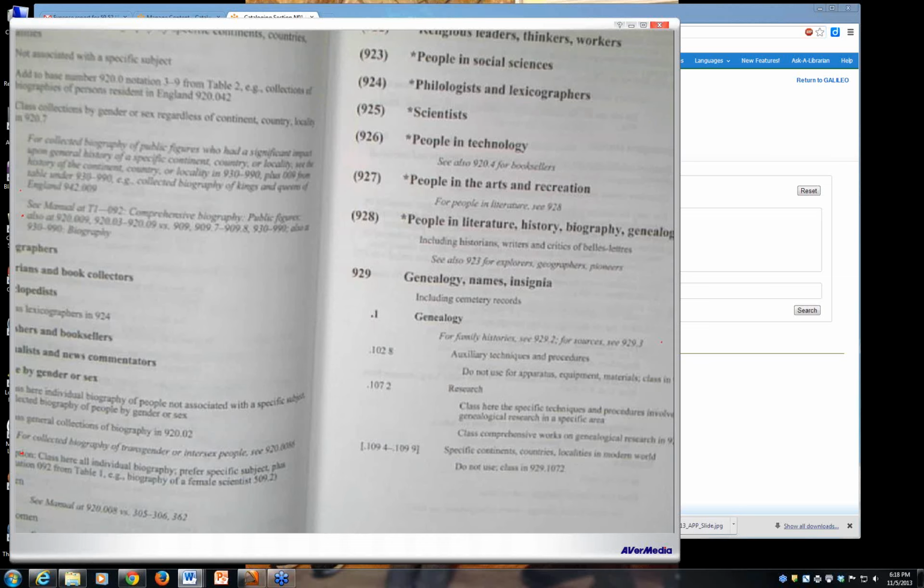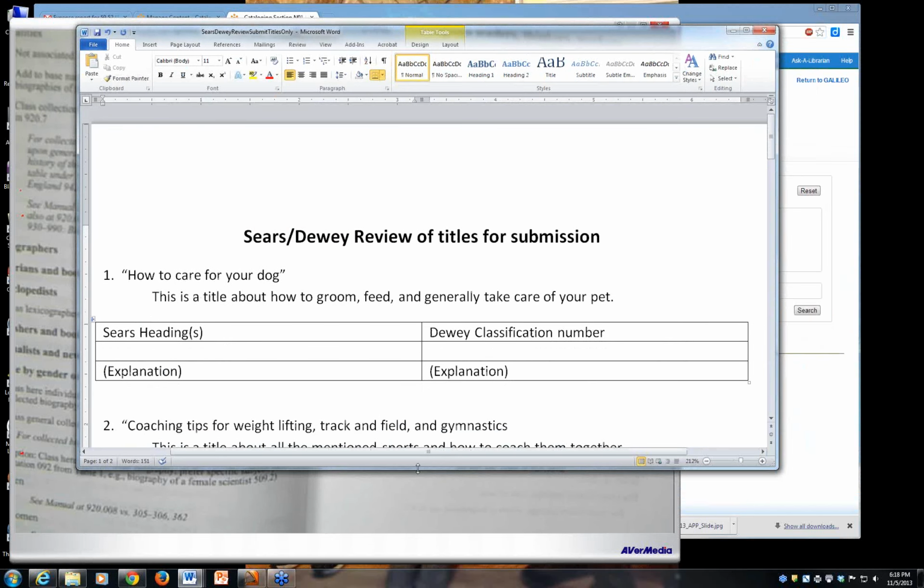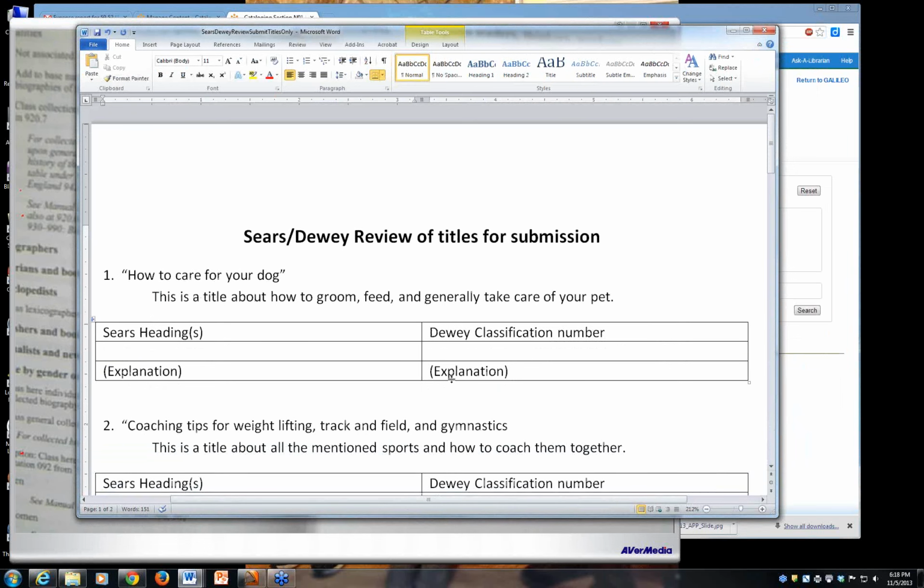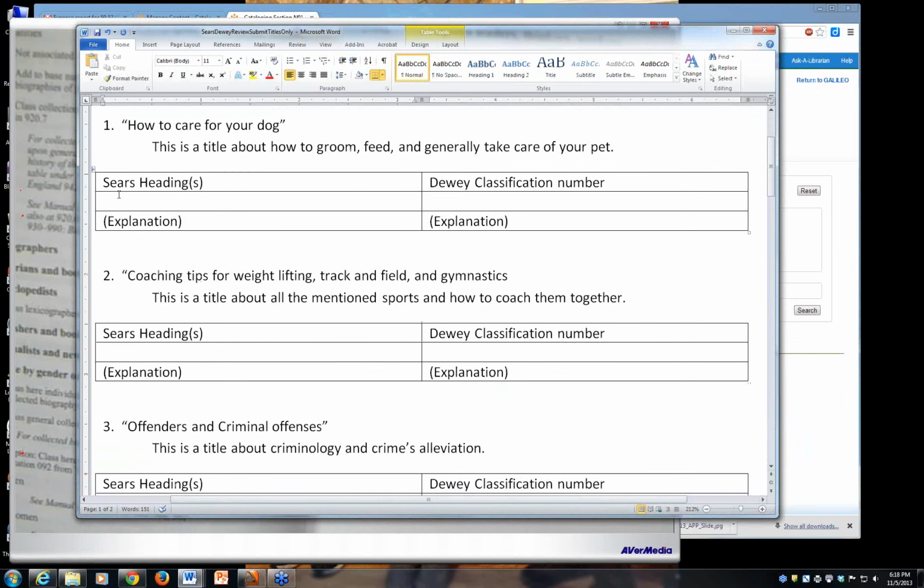So, yes, you'll have this in a table format, just like the others you've had, where you can include an explanation. As a matter of fact, I'll show you what I had pulled up for us to work with today, if we have time today to get to all of these. This is what I would expect from you. Here's the title. Give me a Sears heading or two or whatever you think is best here. Explain it. Give me the Dewey classification number you're assigning to it and explain it. So these are just some practice titles that I came up with for tonight for us to practice with.